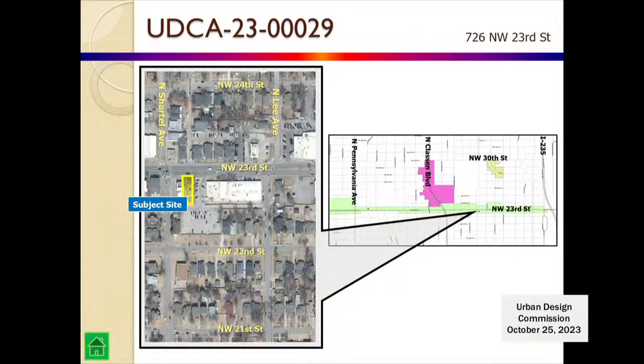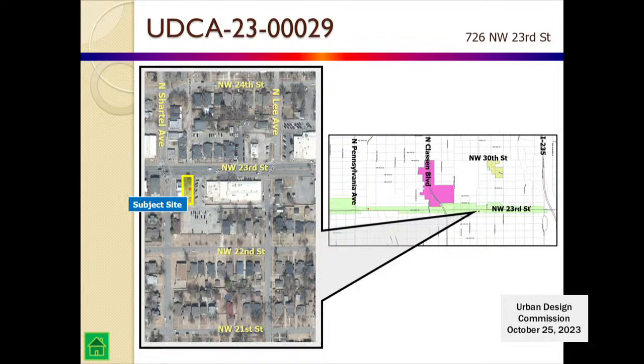This application is for an existing structure at 726 Northwest 23rd Street. It's on the south side of Northwest 23rd, just east of Chartel. This is an existing residence or structure. It was a residential structure, but it's not being used residentially anymore. It's been vacated and sold. It's immediately adjacent to the Gaidu's restaurant at the southeast corner of 23rd and Chartel.